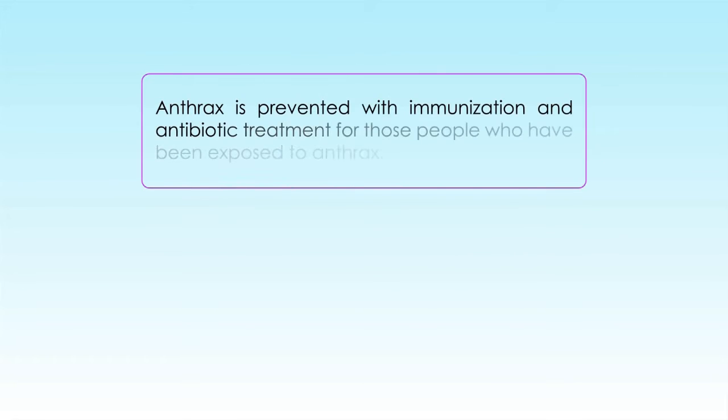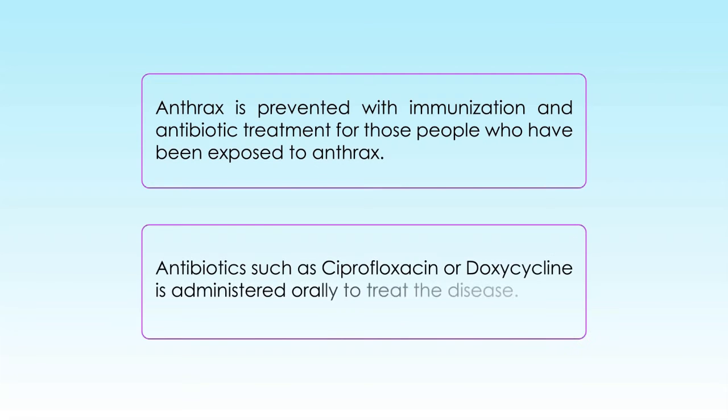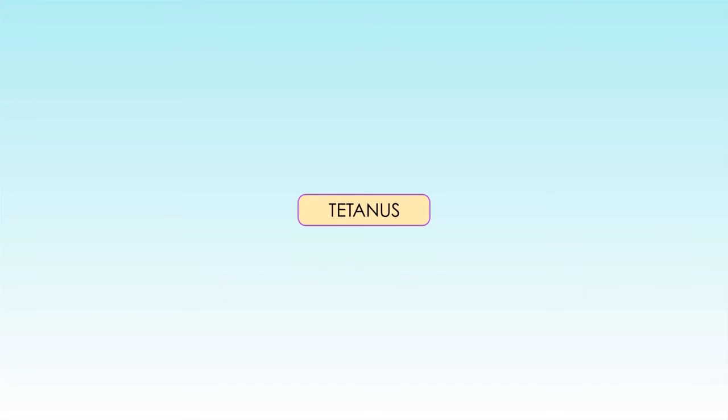So this anthrax can be prevented with immunization and antibiotic treatment for those people who have been exposed to anthrax. Antibiotics such as ciprofloxacin or doxycycline are administered orally to treat the disease. So now we'll come to tetanus.